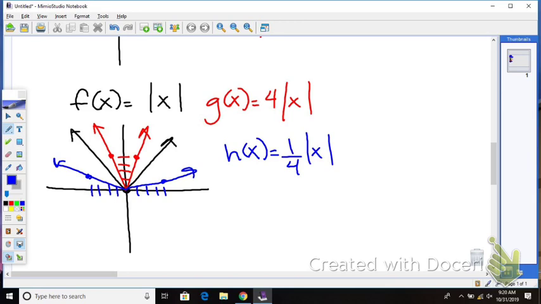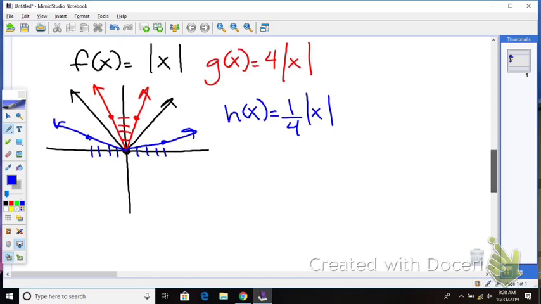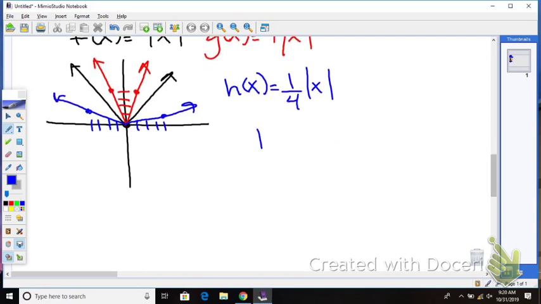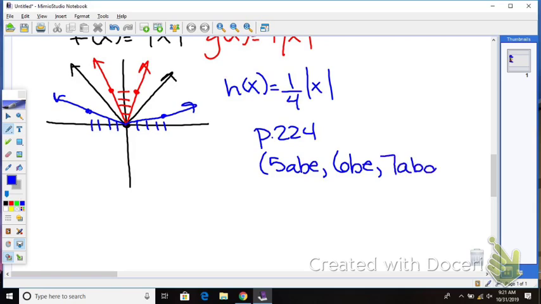How's that? Easy enough today? I have kind of a weird assignment, so you're going to want to write this down. It's 224, 5A, B, and E, 6, B, and E, 7A, B, and D, 9 through 11, and then 20 through 26, but this part's just going to be even, just that last part.